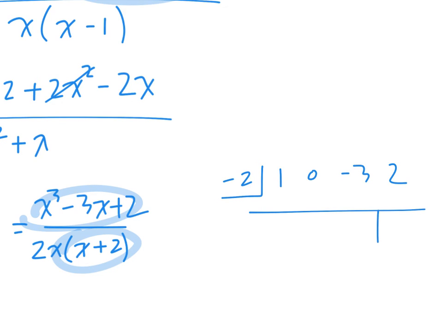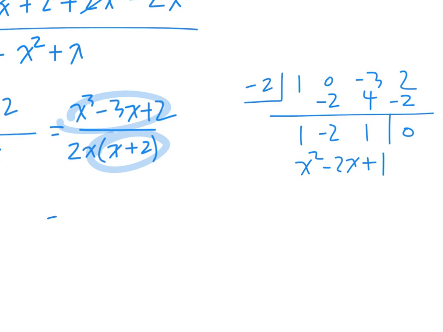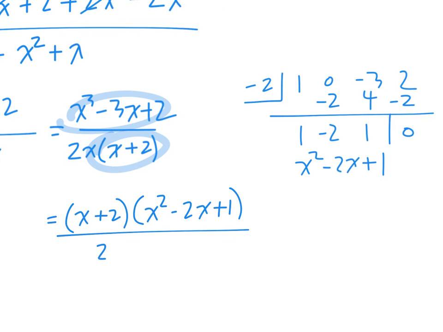Do you guys remember this? Okay, so drop down the 1, multiply, you get a negative 2. Negative 2, multiply, you get 4, 1, negative 2, 0. So this means x squared minus 2x plus 1. So in the numerator, it becomes x plus 2 and the factor that we just found. And then this is in the denominator.